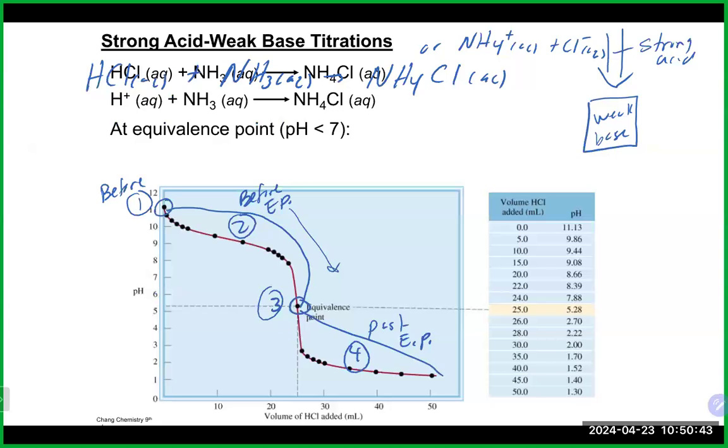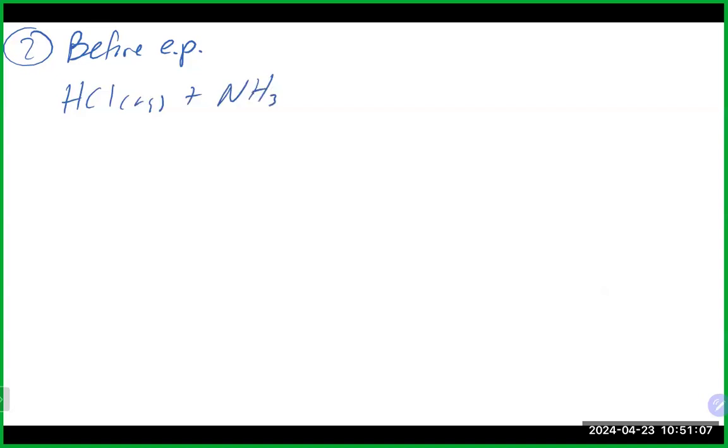All right, so now we're going to talk about what happens here in the second region. We are seeing the pH starting to drop once again because we are adding acid. So it's going to bring the pH down in this case. Once we are before the equivalence point, we will once again get a reaction between our hydrochloric acid in this case and our ammonia.